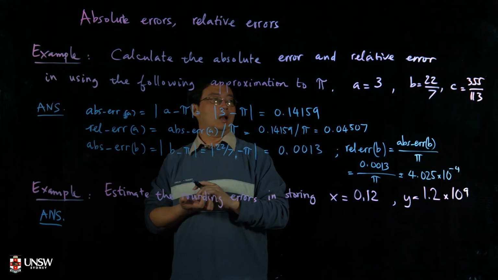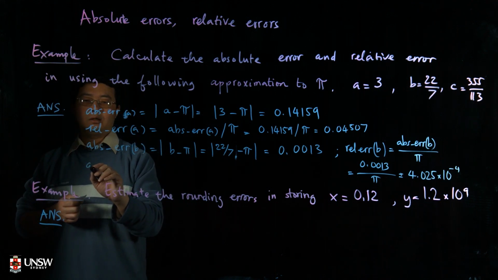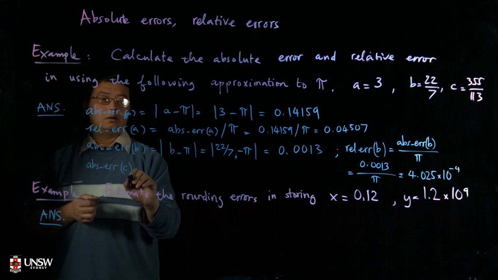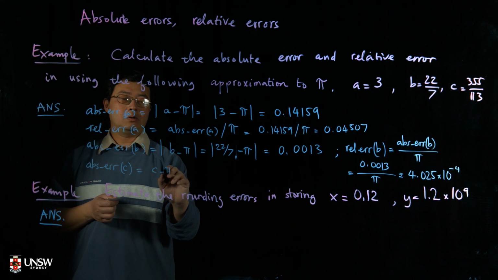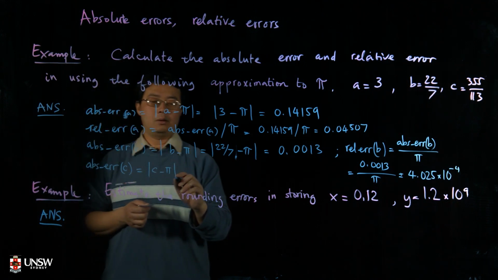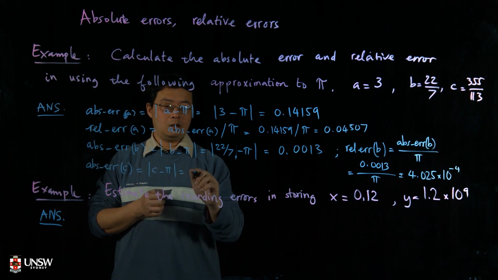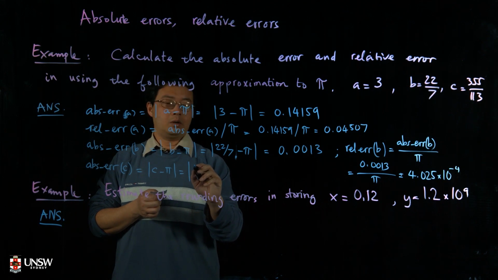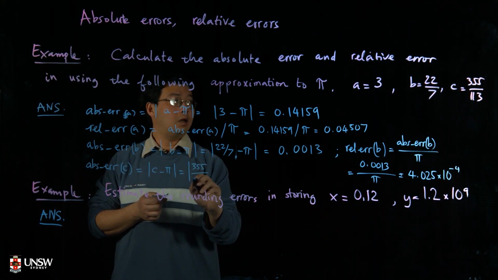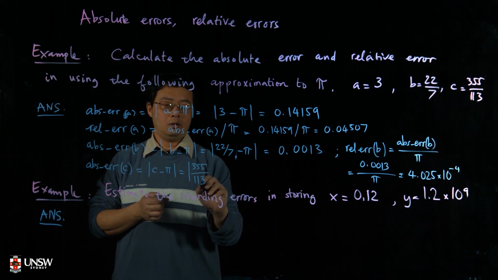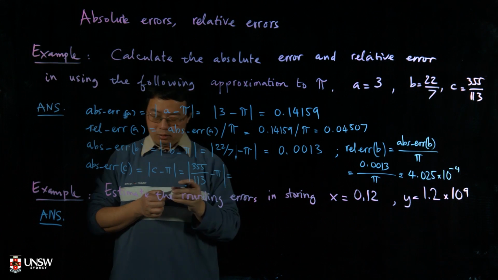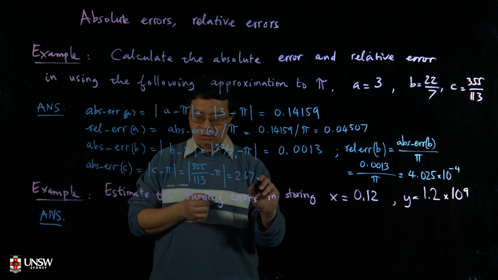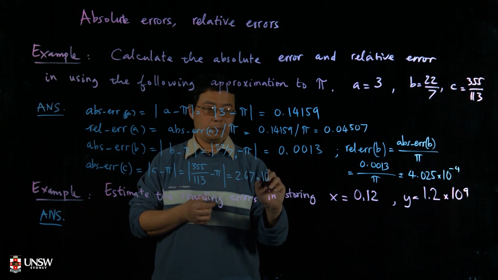Okay, and the last one is you just take the value of c minus pi, and take the absolute value to derive the absolute error of c. This one will be 355 divided by 113, minus pi. And then this gives you 0.67 times 10 to the minus 7.